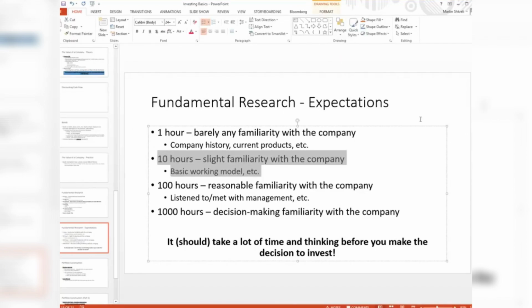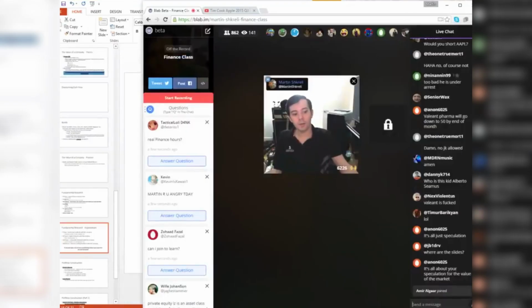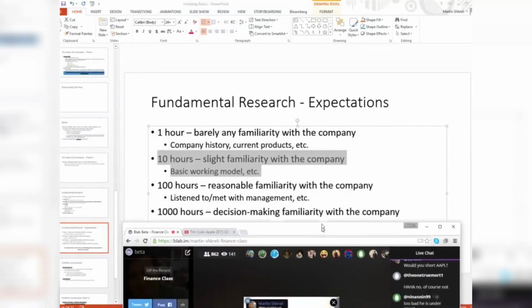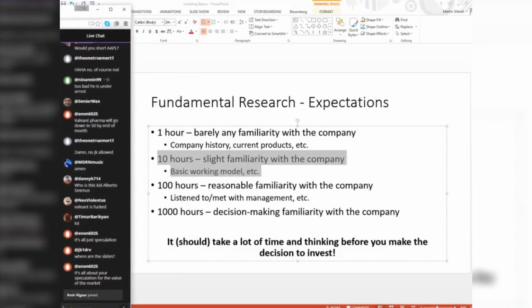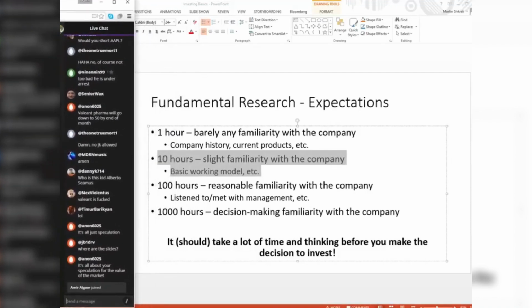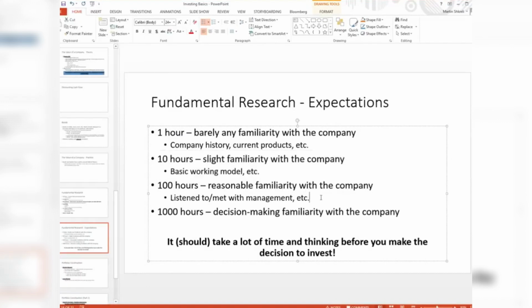10 hours, you can have a slight familiarity with the company, a basic working model, a place to go to next. For 100 hours, you could have reasonable familiarity. You've listened to or met with the management of the company, hopefully several times. And I think after 1,000 hours of work, you can actually make a decision. Somewhere between 100 and 1,000 hours. You should never make a decision until you're very comfortable. And even if it's 1,000 hours and you're not comfortable, you shouldn't make that decision.